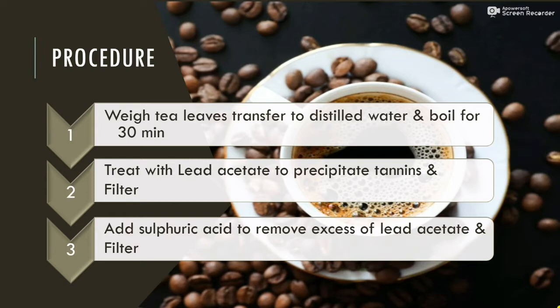Then it is filtered, and to the filtrate lead acetate is added, and a white precipitate is obtained. That white precipitate indicates the tannins, and again it is filtered. Then to the filtrate, sulfuric acid is added, and again a white precipitate is obtained. This process removes the excess lead acetate from the solution, and after that it is filtered again.